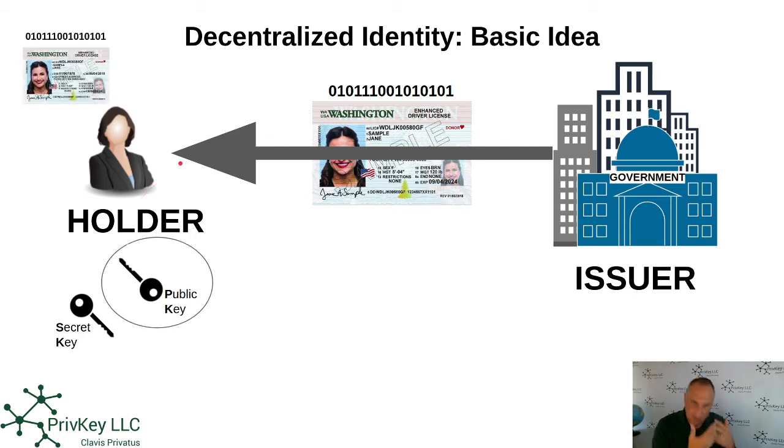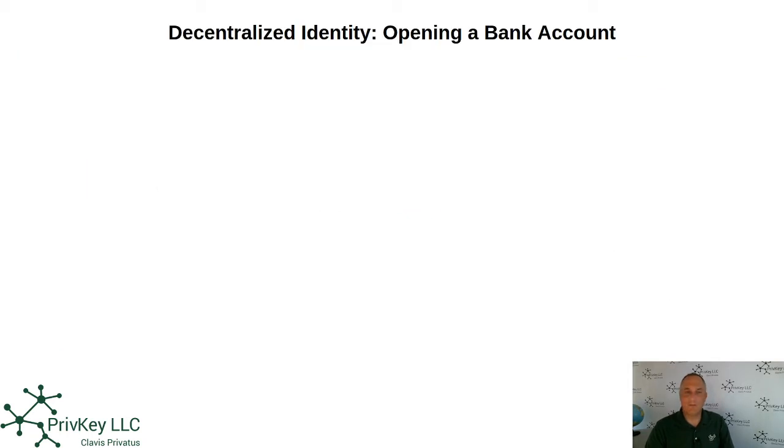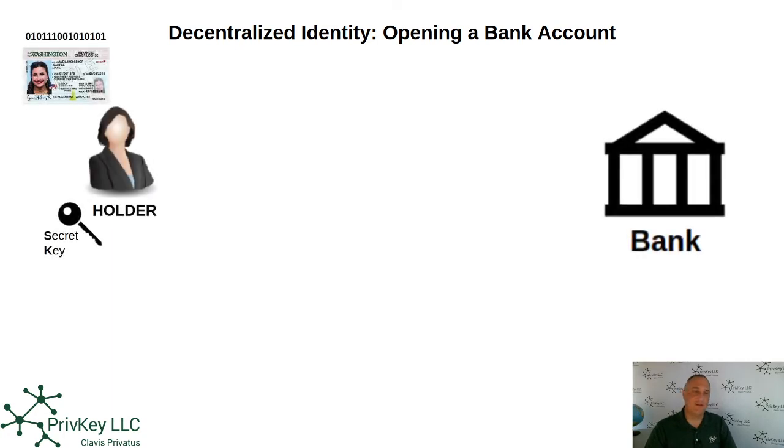So the holder has complete control of that data, complete control of the ID, so she or he can then move on with her life and start issuing or connecting to other individuals using this identity. So now, how does this work, right? Let's open a bank account in this scenario.